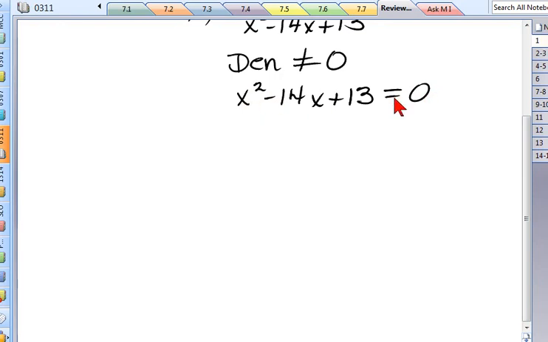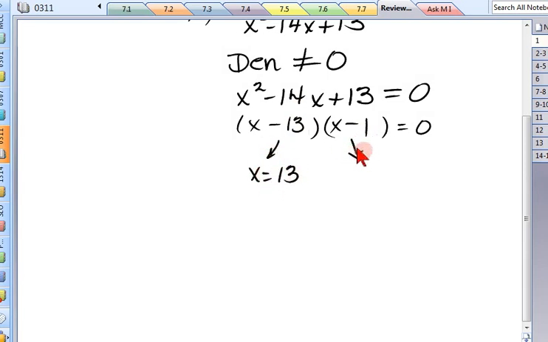Well, this is a quadratic equation. So let's solve it by factoring. I need a minus and a minus, an x and an x. I need factors of 13 that add up to be 14. Well, you don't even have choices. It has to be 13 and 1, which means x is 13 or x is 1. I'm not done.